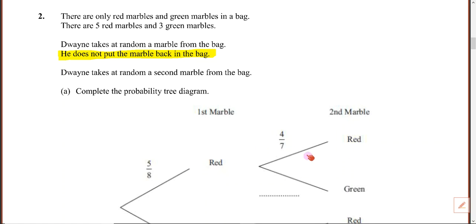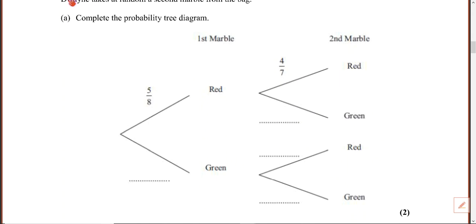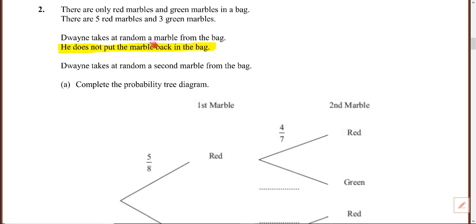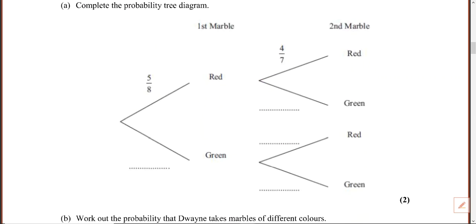Right. So we complete the tree diagram. So we have 5 red marbles and 3 green marbles. So we've got 5 from 8 red. So our green will be 3 from 8. Right? Has to add up to 8 out of 8 or 1. Now, that's taking the first marble. Now remember, he does not put the marble back in the bag.